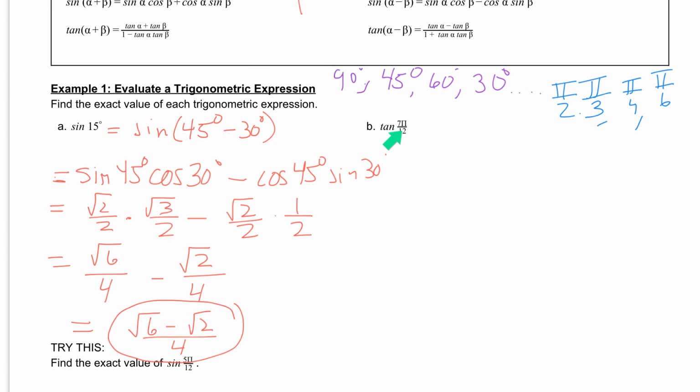So what we're looking for, first of all, is a denominator of 12. So what I need to do is figure out how can I get 7 pi over 12 from what I have.